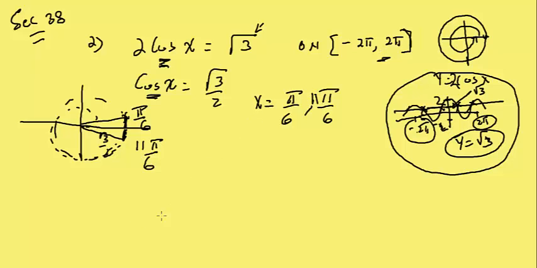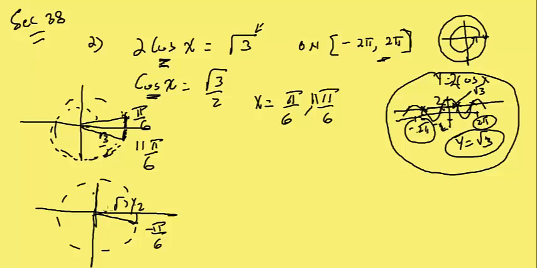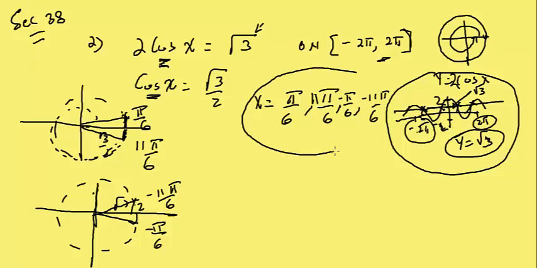Now we have to go in the negative direction. So we're going to start here, and if you go down, that's going to be negative pi over 6, because that's rad 3 over 2. And then if you keep going all the way around, we'll land here, and that'll be negative 11 pi over 6. So we get 2 more answers: negative pi over 6 and negative 11 pi over 6. Those are the 4 places, and that's it. So that's an easy one.